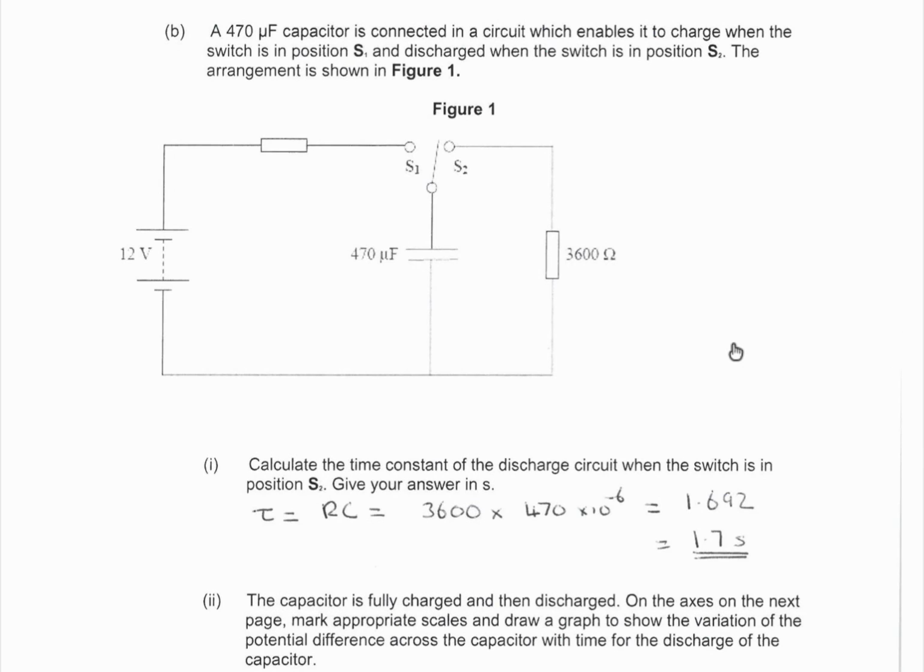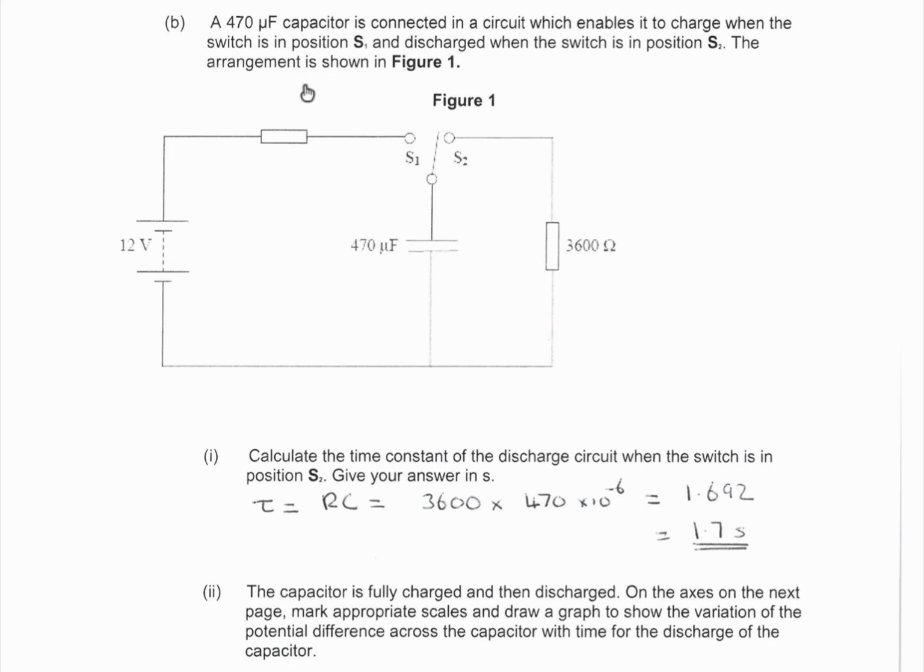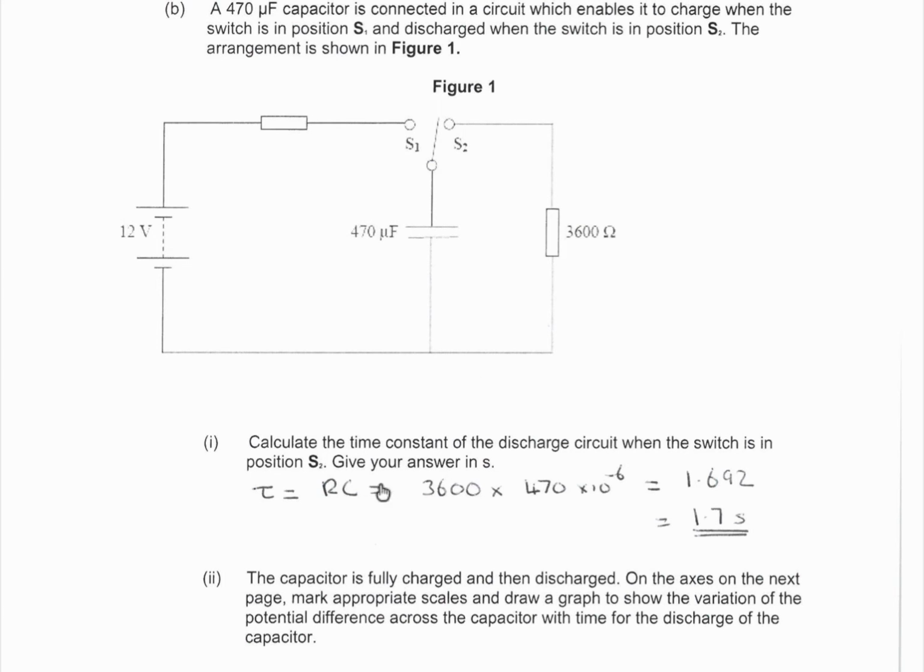So in part B, we have a 470 microfarad capacitor connected in this circuit. This circuit enables it to charge when the switch is in position S1, so when the switch is in this position over here. And then when the switch is flicked over onto this side into position S2, it's discharged through this resistor over here.